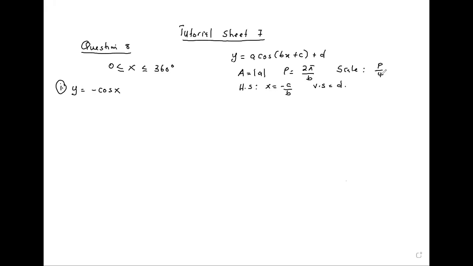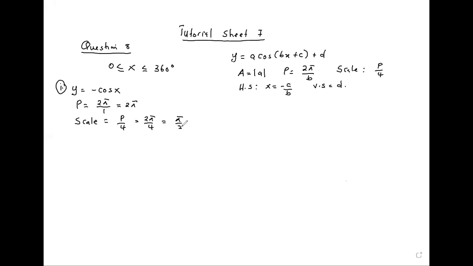So the question says sketch. It does not require the properties, amplitude, horizontal shift, or phase or vertical shift. If they ask them, we can give them. But they are saying sketch. So we'll just get a period that we use to sketch. That is 2 pi over b. B in this case is the coefficient of x. But in this case, b is just 1. So we get 2 pi. And then we'll get the scale, which is the period over 4. So we have 2 pi over 4, giving us pi over 2.